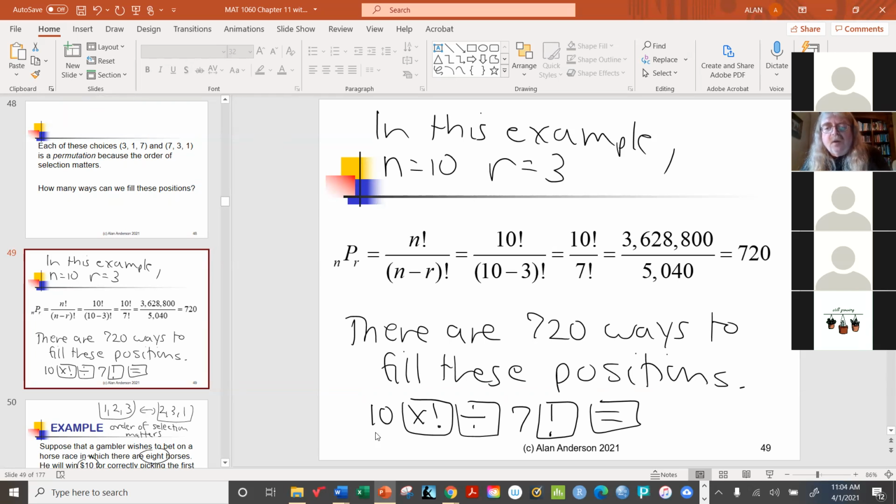And of course, down in the bottom, I've filled in how you do this on your calculator: 10 factorial divided by 7 factorial, don't forget the equal sign, and you'll end up with 720.